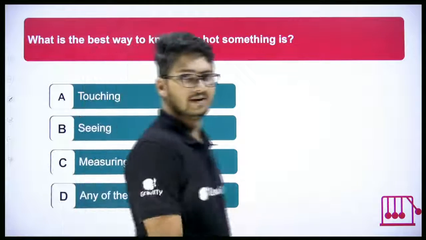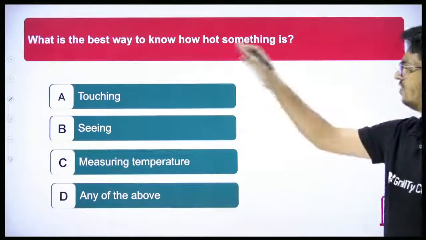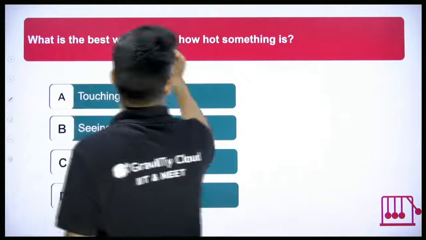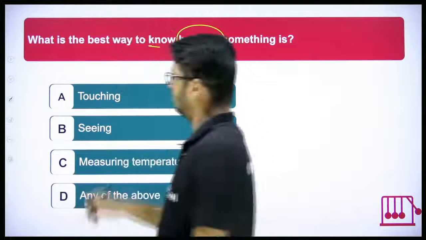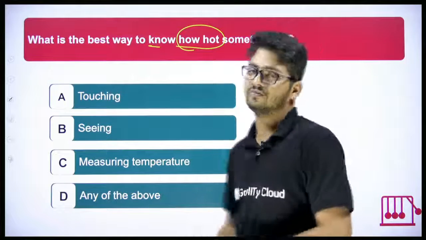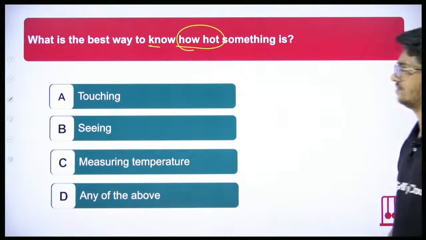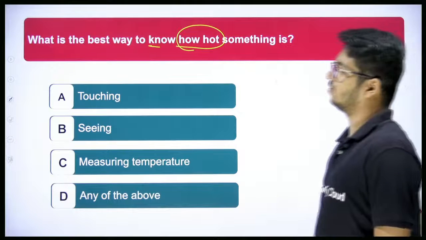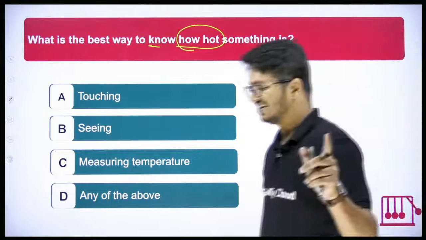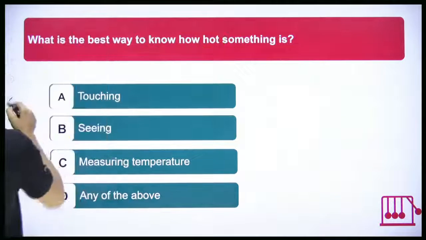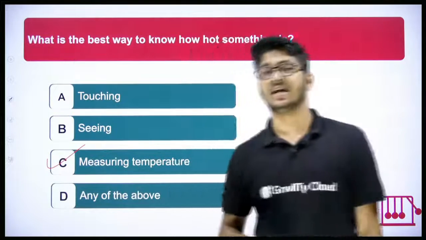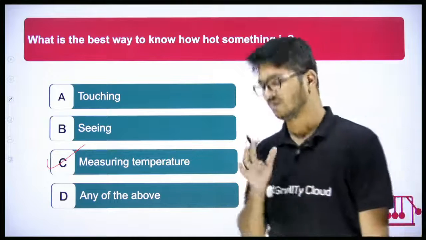So let's go into a few questions then. What is the best way to know how hot something is? By touching it, by seeing it, by measuring its temperature, or any of the above. What do you think is the answer? A, B, C and D. The correct answer is, yes everyone, all of you are correct, that's wonderful. By measuring the temperature, option C. Good? Wonderful.